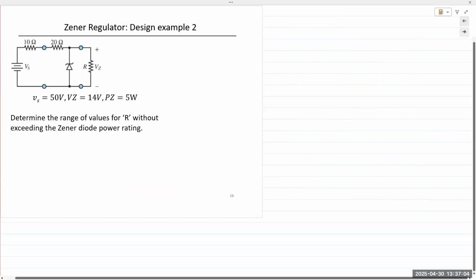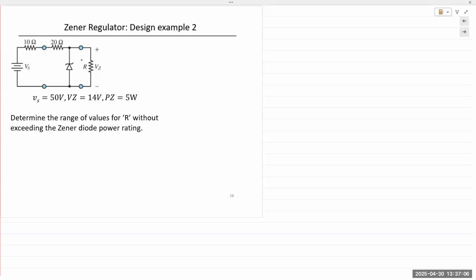We have a Zener diode and a load resistor R. We are not given the values for R. That's actually the question. We need to find R_L, so let's use R minimum and R maximum. That's the load resistor R. Find the range of values for which the Zener diode would still work as a voltage regulator. So we are designing for load regulation.